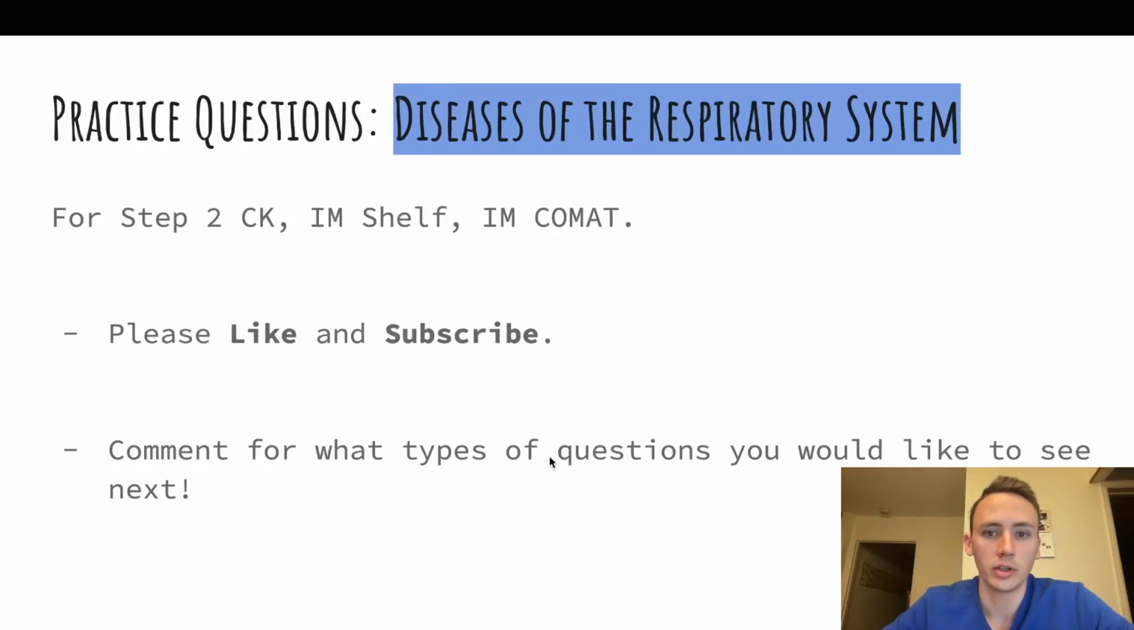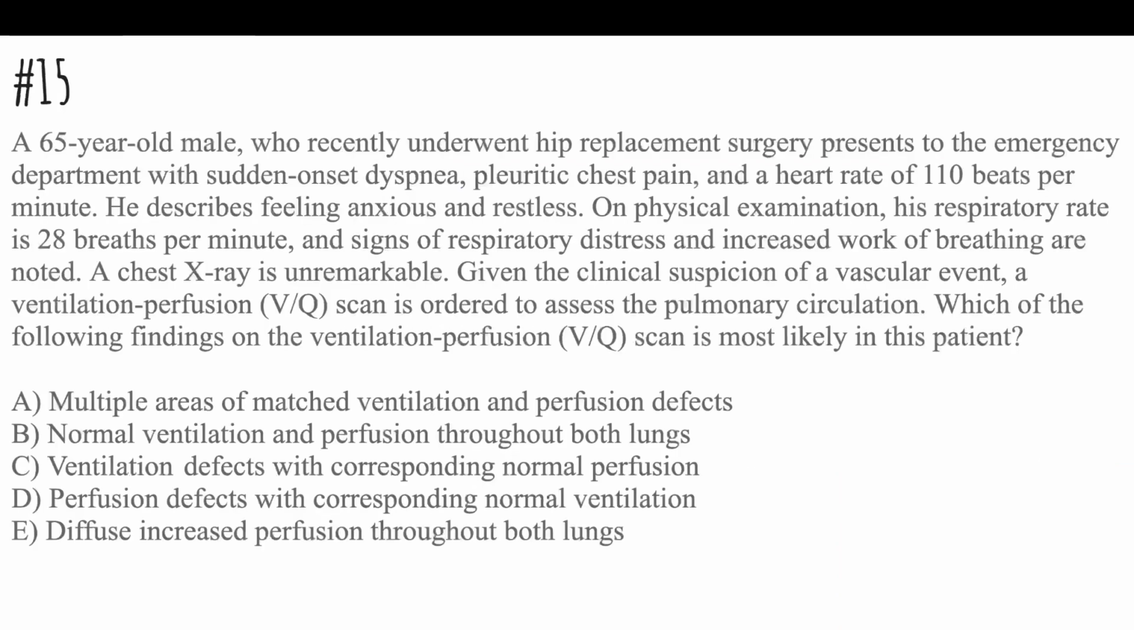All right, good morning. We're at another practice question focused on the lungs. This is helpful for your Step 2 CK, IM Shelf, or IM COMAP, and let's jump into it. As always, go ahead and pause, answer the question for yourself, and then we'll jump into it.